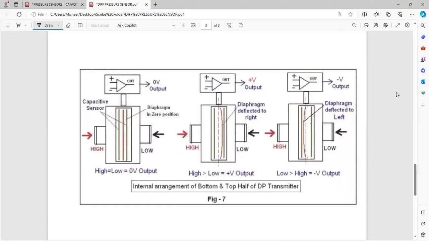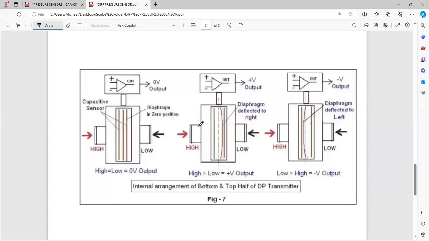Right, so from this diagram, we can see that you can have both the pressures equal to each other. The high side and the low side both can be equal. In which case, this diaphragm in the middle is going to be right in the center. It's not going to move on either side. And the differential output is fed to a differential amplifier, and that is going to give you a 0 voltage output. And that 0 voltage output will be with a particular level within the boiler tank, isn't it? Your drum.